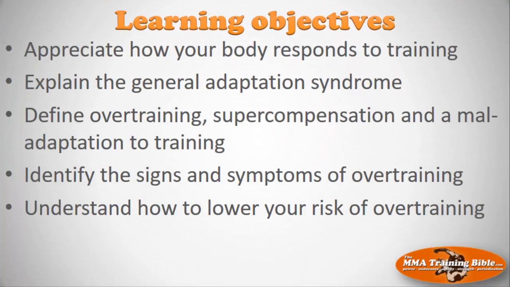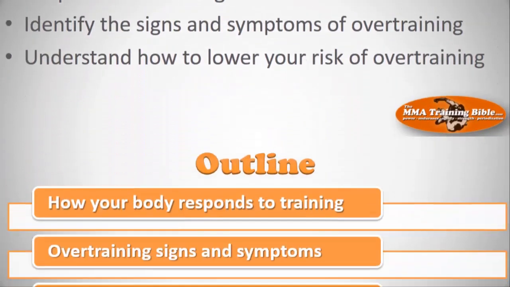So I've got some learning objectives for you. First, I want you to appreciate how your body responds to training. Then I want you to be able to explain the general adaptation syndrome and define overtraining, supercompensation, and maladaptation. I also want you to be able to, very importantly, identify the signs and symptoms of overtraining, and finally, understand how you can lower your risk of overtraining.